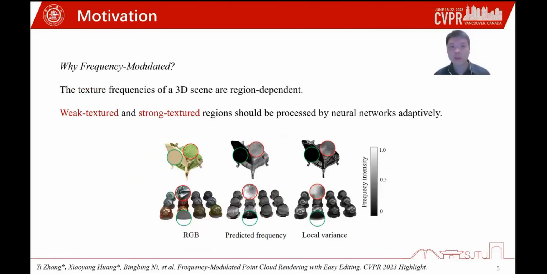Second, why do we use frequency modulation? The texture frequencies of a 3D scene are region-dependent. For example, the back of the chair has a smooth texture, whereas the cushion texture changes rapidly between yellow and green. We believe that the weak texture and strong texture regions should be processed by neural networks adaptively.